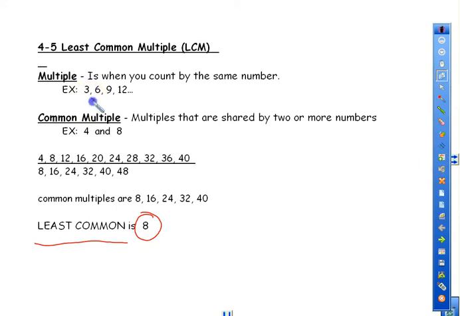You could say 3 times 2, which is 6. This one would be 3 times 3, which is 9. And then 3 times 4, which would then give me 12. So there's lots of different ways you could look at it to go about finding the multiples. So take whichever you choose and go with it from there.